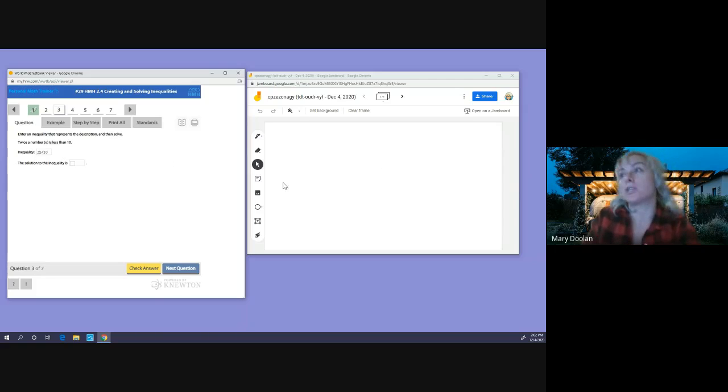So now I'm going to come to the Jamboard. And I'm going to type 2x is less than 10. Because this is what I'm going to be solving. Solving an inequality is just like solving an equation. The only difference is you have to watch out for when you multiply or divide by a negative. If you multiply or divide by a negative, you have to reverse your sign. Okay.